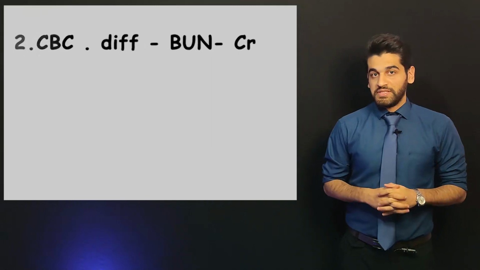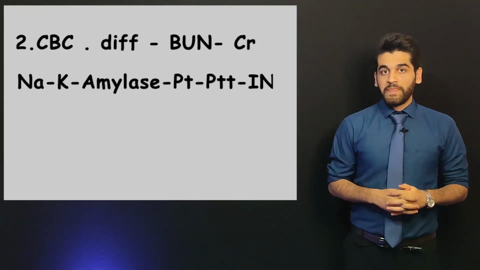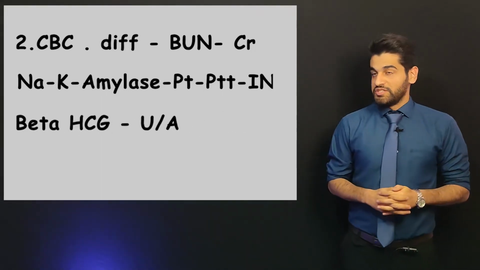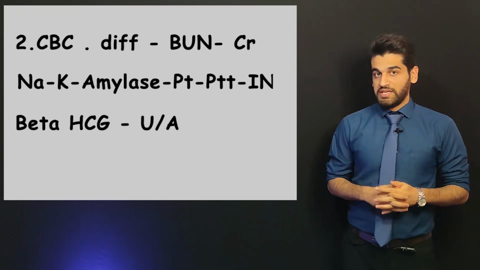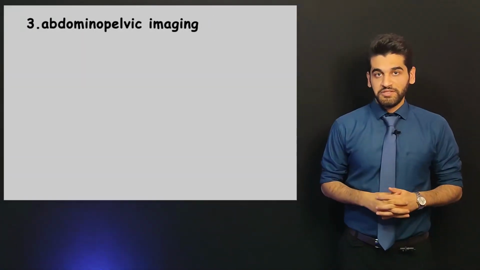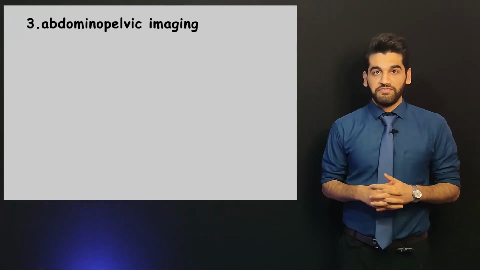Other laboratory tests can be BUN, creatinine, sodium, potassium, amylase, PT, PTT, INR, beta-HCG for ruling out ectopic pregnancy as mentioned, and UA considering urology conditions. Abdominal pelvic imaging like CT, ultrasonography, or even MRI, and we will talk about them in the following.